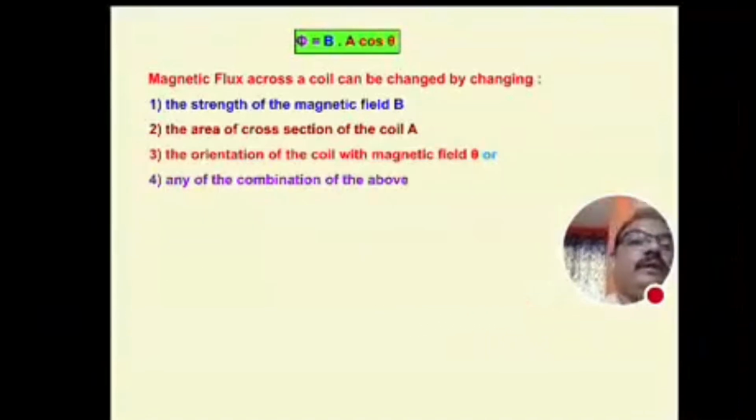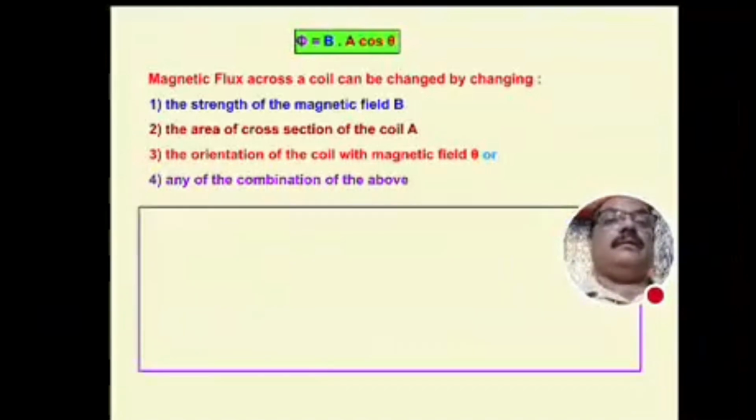Why do we study about the changing? Because you are going to learn here that when magnetic flux changes, an induced EMF is produced. That is what Faraday actually discovered. The entire chapter is based on that only, and you are going to see that. Right?